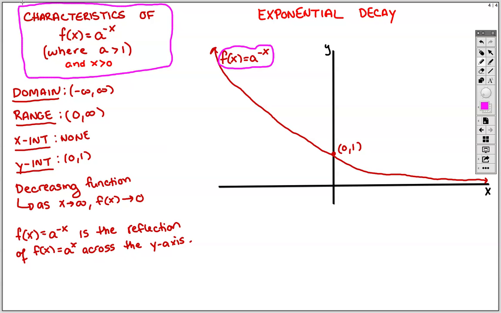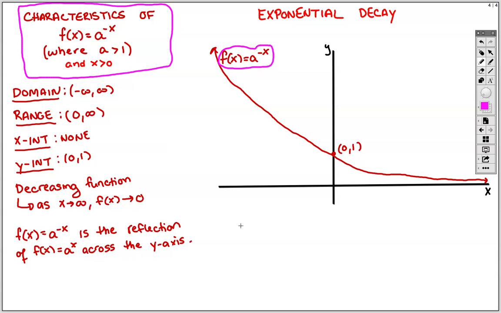Now, what's the domain here? Well, just like the last one, it's negative infinity to infinity. Because you can plug in any x value and get a defined f of x or y value out of that function. What's the range? Well, same deal. The range is 0 to infinity, right?